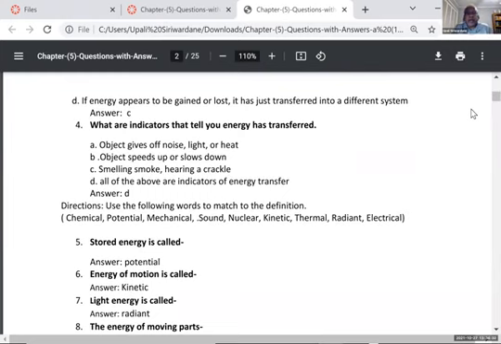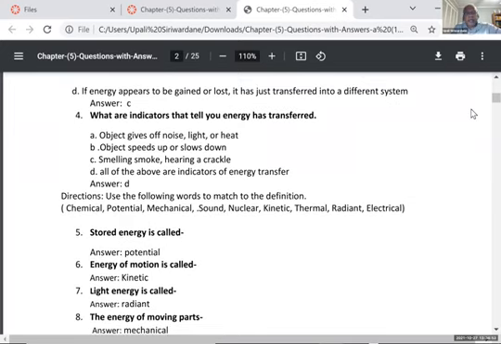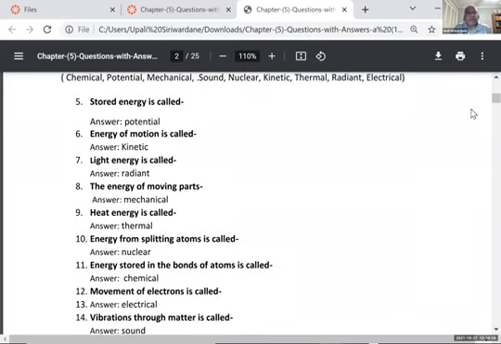What are the indicators that tell you energy has transferred? Object gives off noise, light, heat. That's true. Object speeds up and slows down. That's true. Smelling smoke, hearing a crackle. All of the above indicators are correct. The stored energy is called potential energy. It could be gravitational potential energy or chemical potential energy in bonds. Stored energy is potential energy.